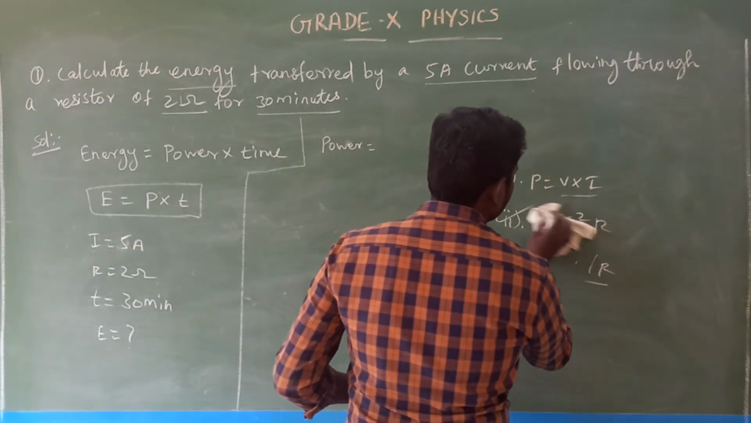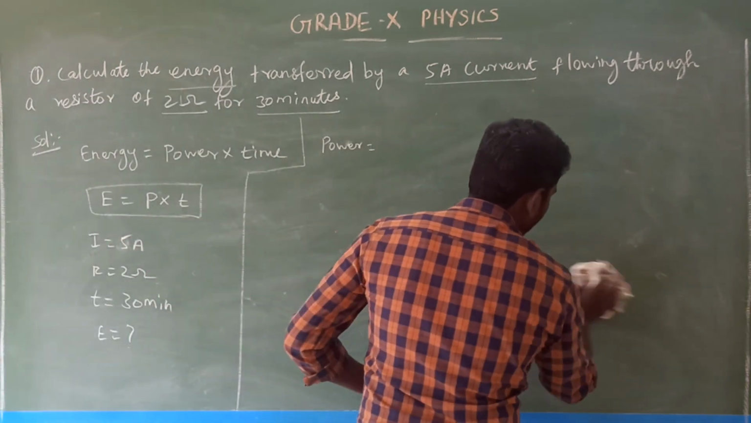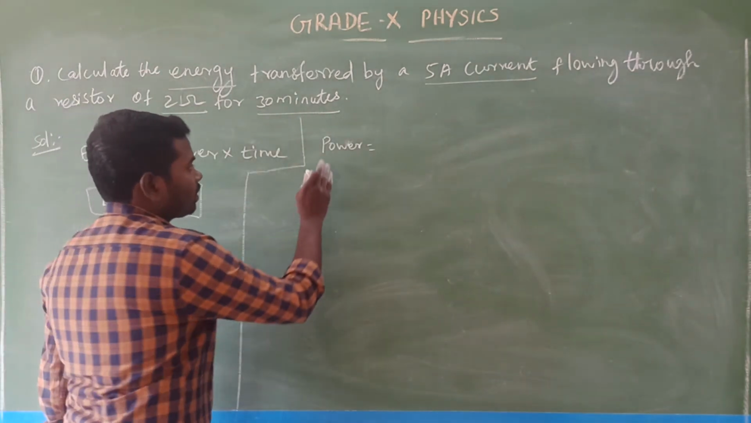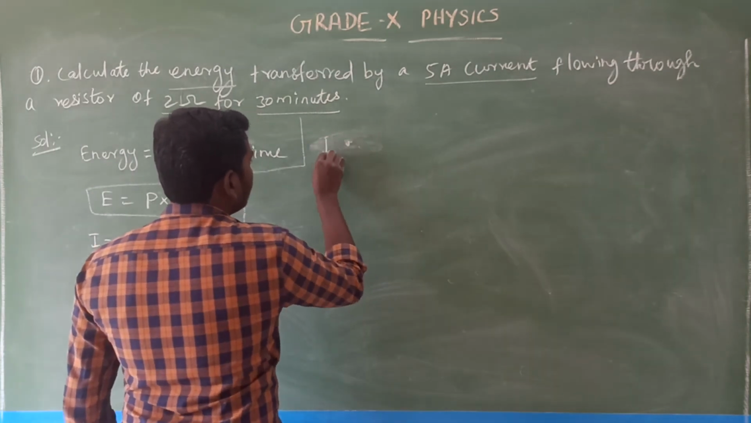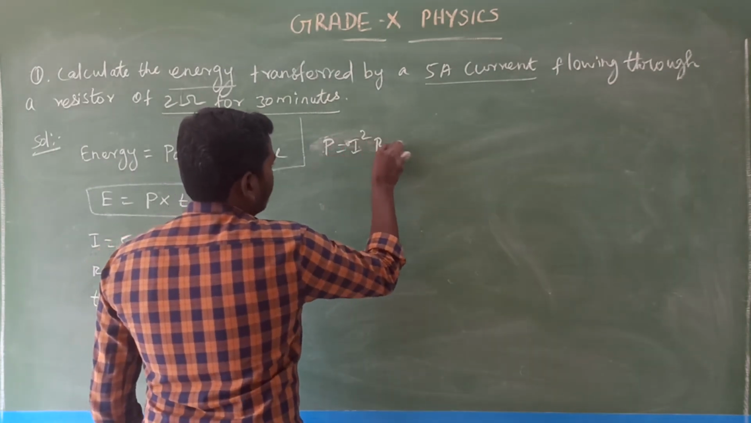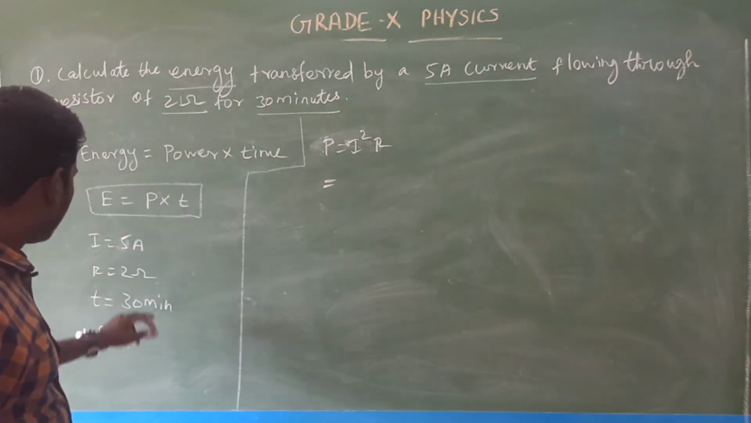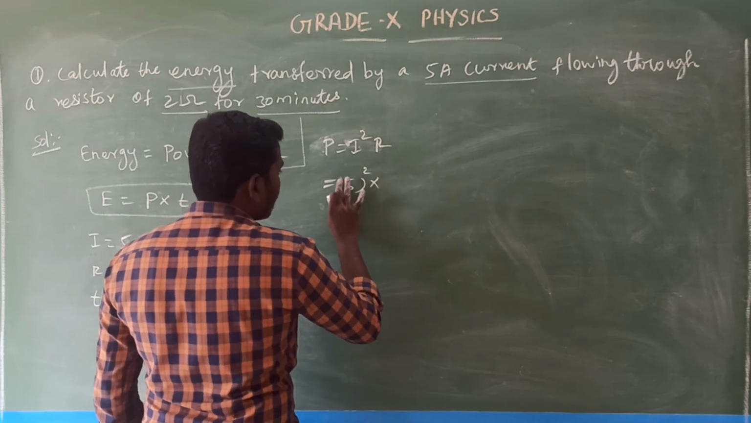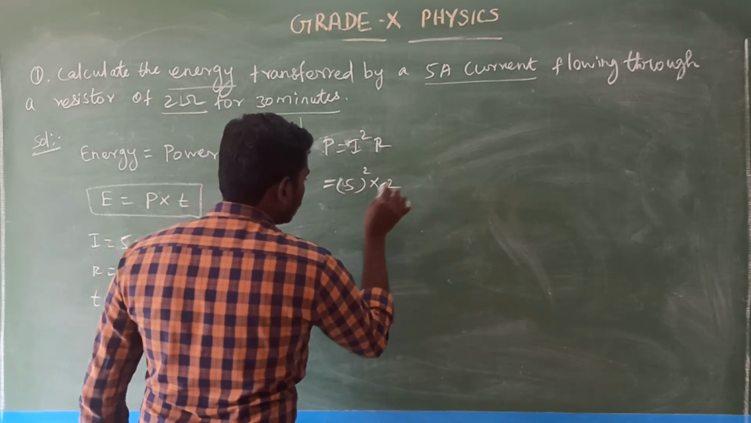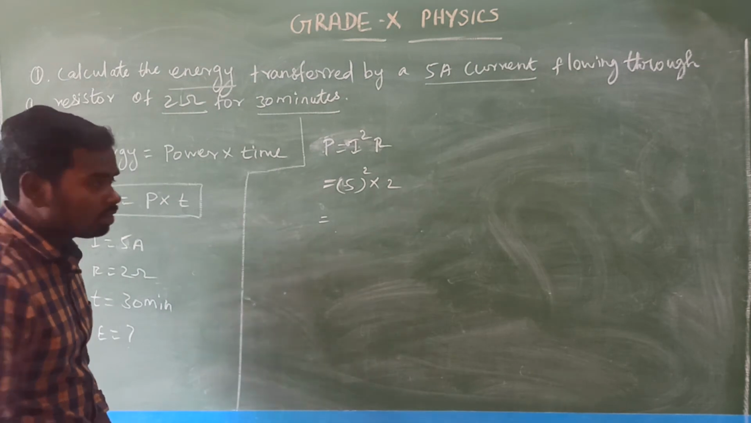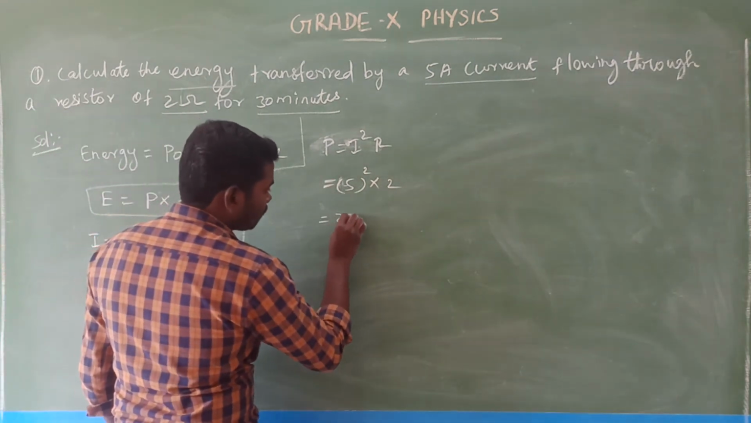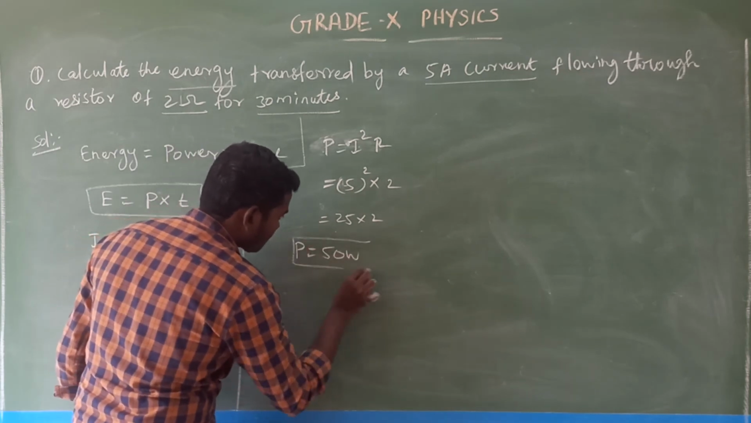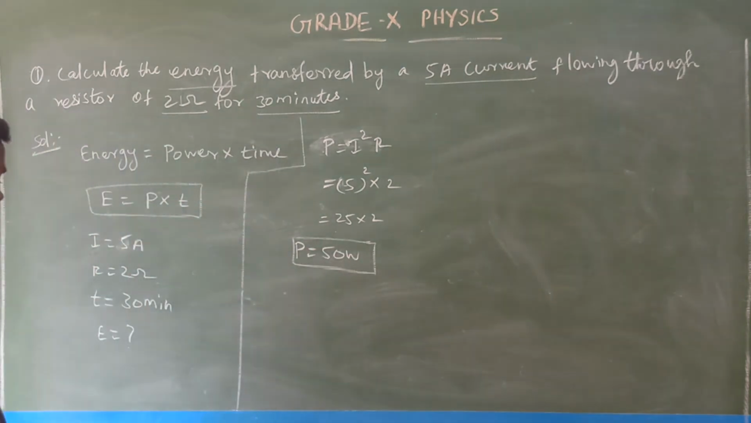So we choose power P equal to I squared R. What is the I value? I value is 5, so 5 squared into the R value, which is 2. What will be the value? 5 squared is 25, into 2. So power is equal to 50 watt.